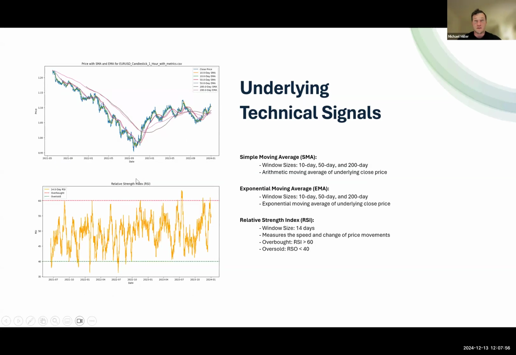Here we're also showing the simple moving averages, the exponential moving averages, and the relative strength index. Typical of the RSI is if it is relative to 70 or 30. Here we're using 60 or 40 since the EURUSD and the GBPUSD are very conservative in terms of their movements.